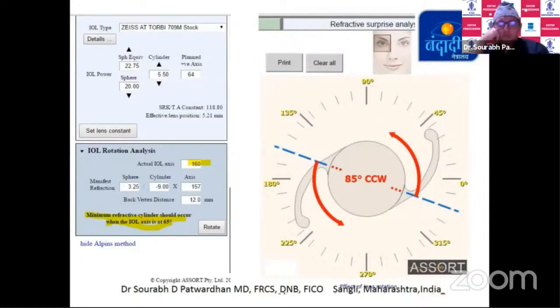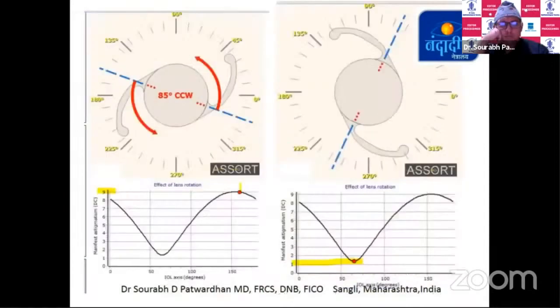Wow, that's a huge rotation that I have to do. So what did I miss? This website will also tell us, when you start rotating this IOL, how the astigmatism is going to decrease. If you see the present position of the IOL, you will find that there is 9 diopter of astigmatism, and as you rotate it 85 degrees, you will have closer to 0.5 to 1 diopter astigmatism. So that's great. So where did I go wrong here?